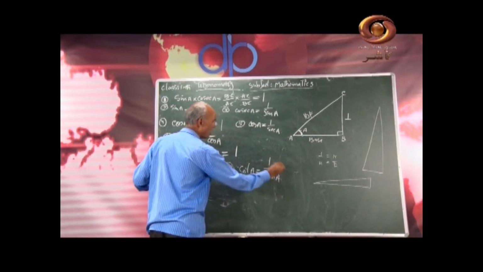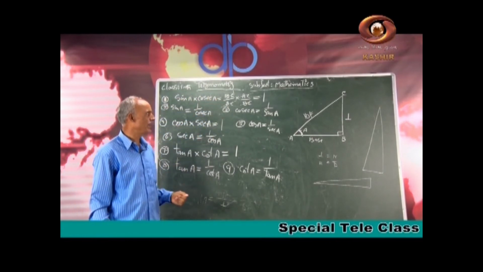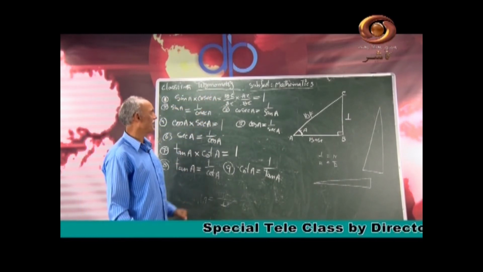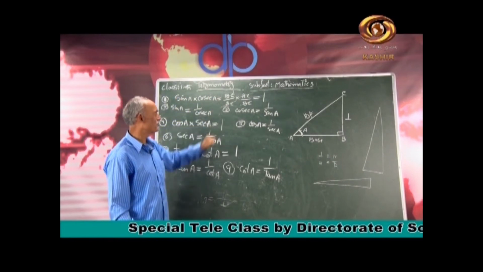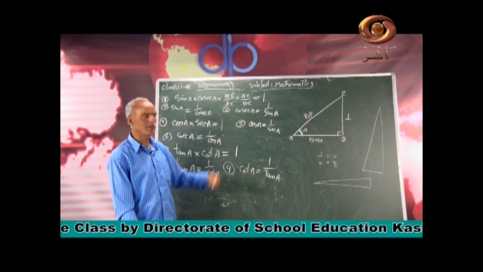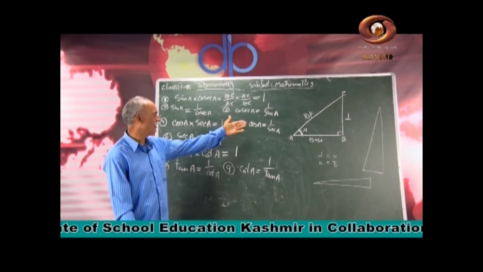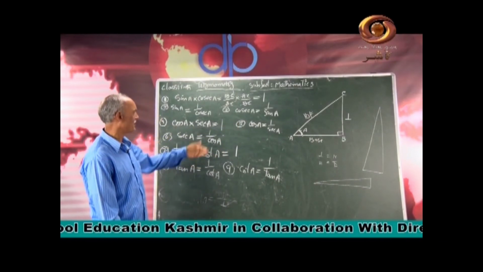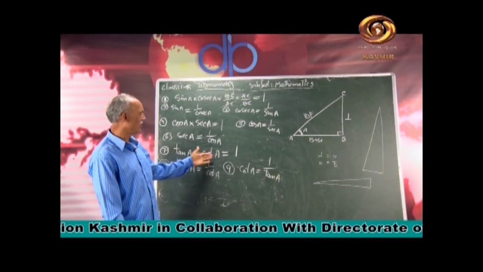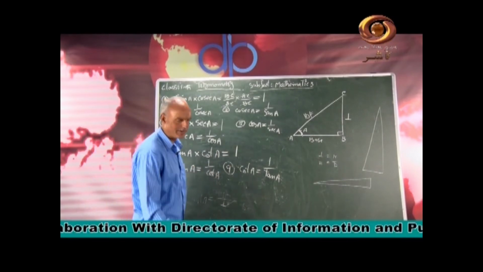So we have a set of 9 formulae here. Sin A into cosec A is equal to 1. Whenever we see these two written somewhere, we can write 1 instead of this product. Similarly, sin A can be written as 1 by cosec A, or cosec A can be written as 1 by sin A, and cos A into sec A is 1. We can write cos A is equal to 1 by sec A, or sec A is equal to 1 by cos A, or tan A into cot A is equal to 1, we can write tan A is equal to 1 by cot A or cot A is equal to 1 by tan A.